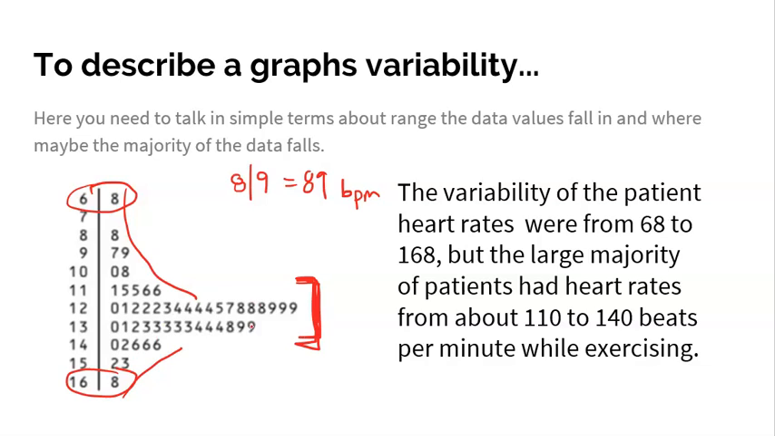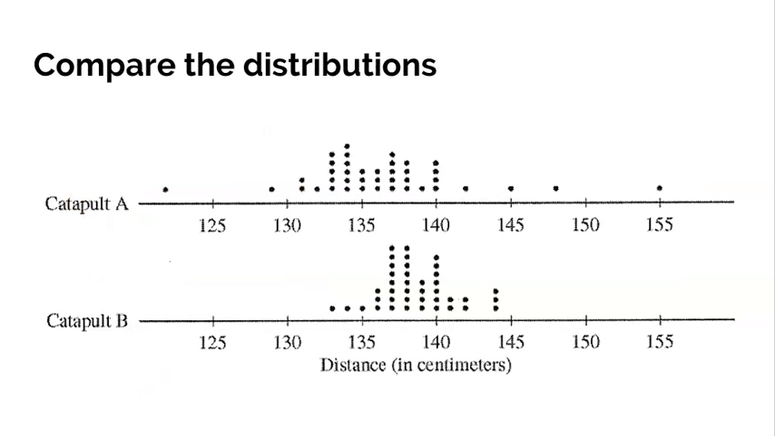What's the center? Looks like anywhere around 127 to 130 would be a pretty centralized heart rate for this group of data. Again, I know I'm being a little bit vague right now, but I'm just trying to get you used to talking about three things. Because on a test, on a quiz, you've got to talk about these three things: shape, center, and spread.